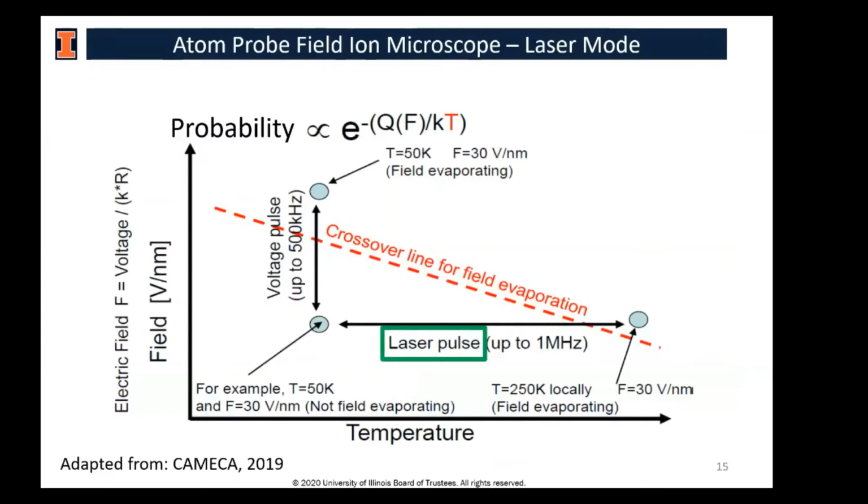Now, sometimes people would like to not only apply voltages to the emitter, going vertically to transition across the crossover line into field evaporation, but also, as you see from the equation on the top, there is a certain probability of emission depending on the temperature. So instead of going vertically, one can get emission by laser pulses. This is the laser mode of the atom probe.